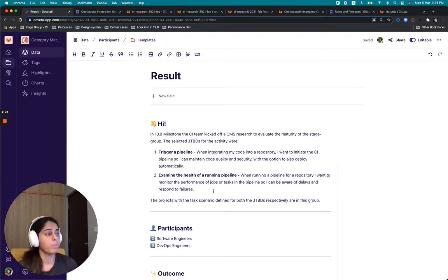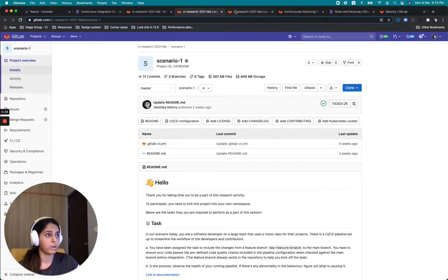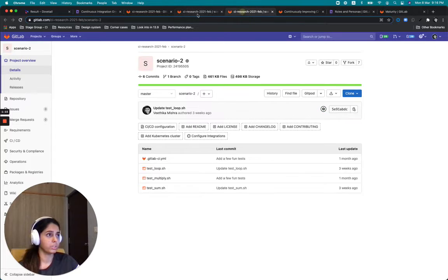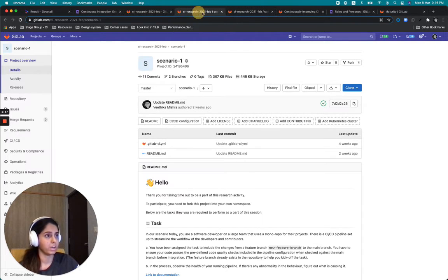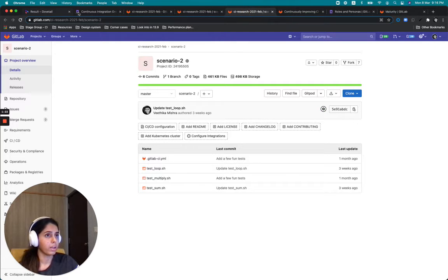All right. So after selecting the jobs to be done, we translated them into scenarios, and then we put each one of those scenarios into a GitLab project. So these are the two scenarios slash projects that we had ready for the research activity.